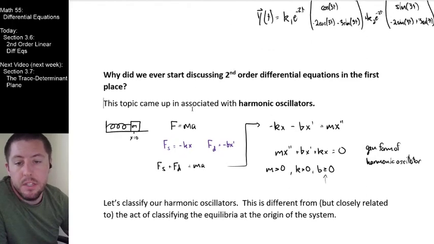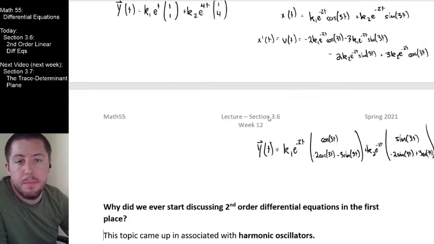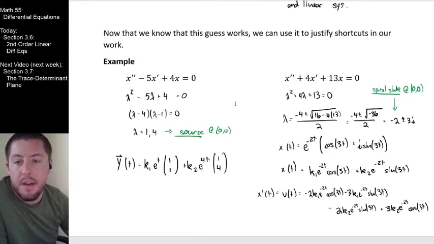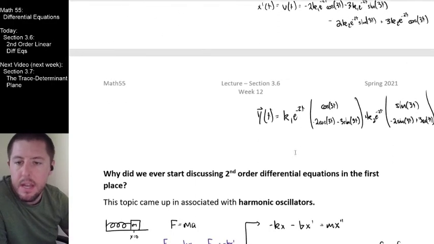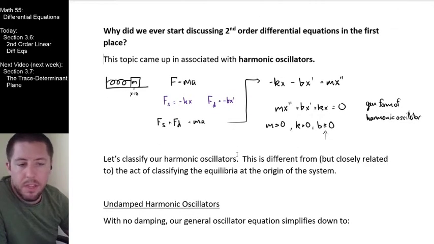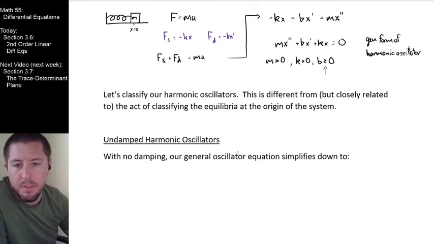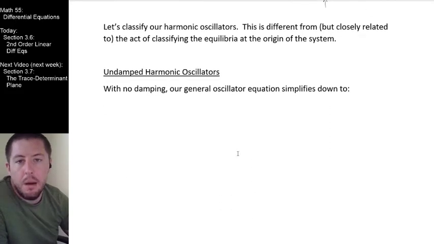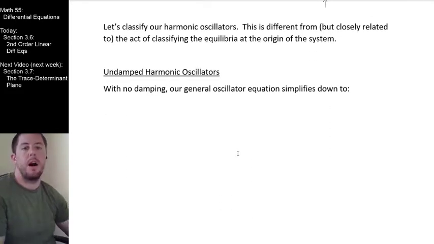So what I want us to do today is, rather than spending our time focusing on classifying, giving a name to the behavior near the origin where the equilibrium is located, like sources and spiral sinks, instead, can we come up with our classifications of harmonic oscillators? That's what we're going to look at with a little bit of help from Python, a little bit of help from our math right here. So let's classify our harmonic oscillators.